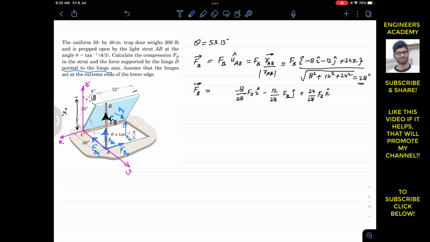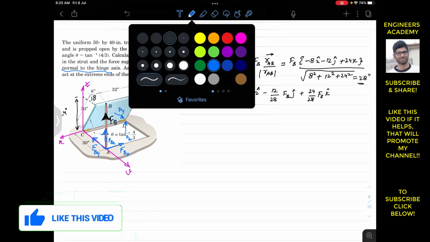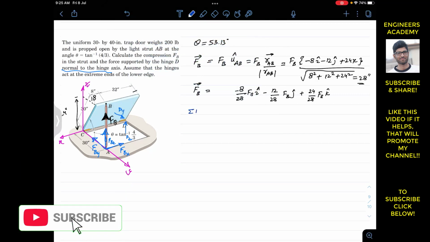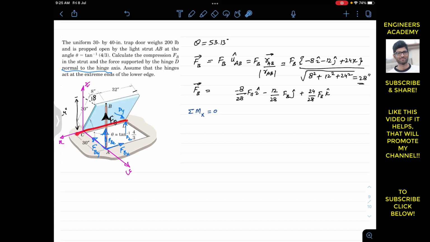In order to find FB, we apply the summation of the moment about the x-axis, that must be equal to 0. And as we can see, Dy and Dz are both unknown, but they are intersecting with the x-axis, so they are not going to produce a moment about the x-axis, so they will not come into our equation. Similarly, FBy is passing through the x-axis, it's intersecting with the x-axis, so it's not going to produce a moment. FBx is parallel to the x-axis, it's not going to produce a moment about the x-axis. So only FBz is producing the moment about the x-axis.